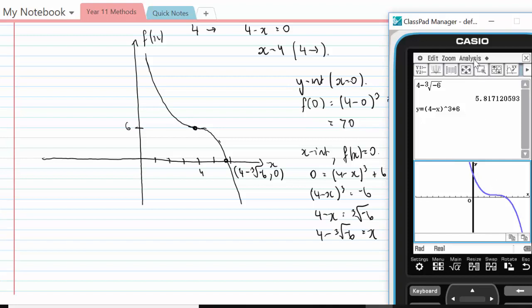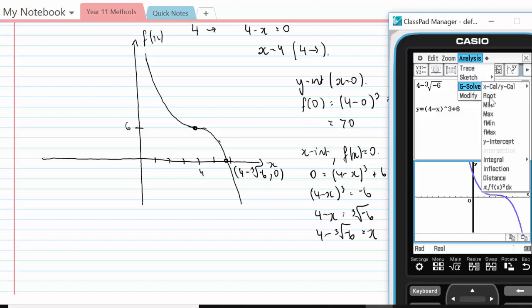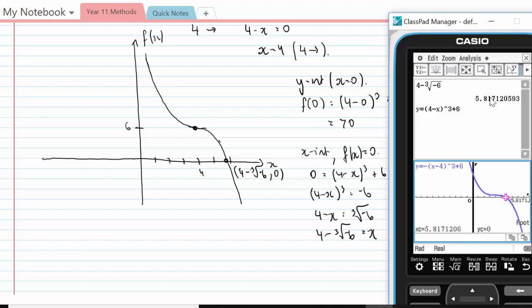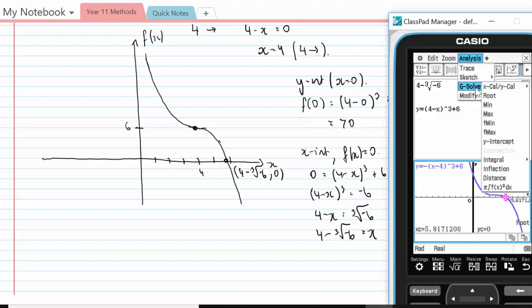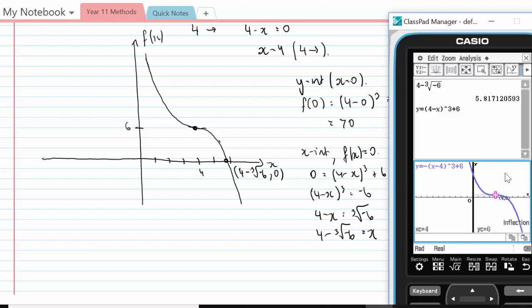And we can see some information about it. So if I go root to get the x-intercept, it's 5.82, as we said. If I want to know the coordinates of the point of inflection, I just go to inflection here, and that's 4, 6. And if I want to know the y-intercept, just go to y-intercept there, and that is at 70. So there we have it.